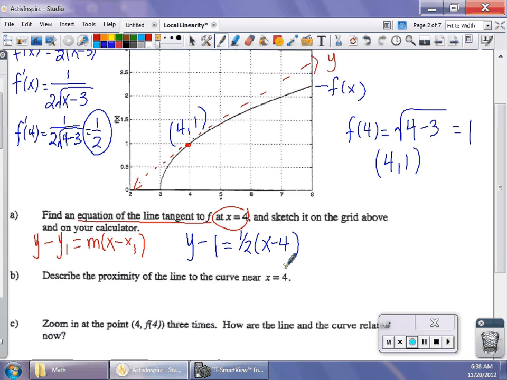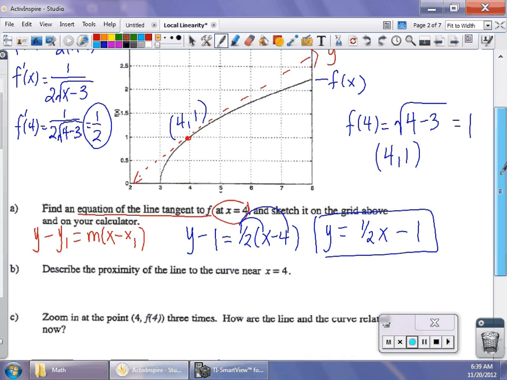If you want to clean that up and get y by itself, you would have y equal to 1/2 x. Half of negative 4 would be negative 2, plus 1 would be negative 1. Hopefully I did that correctly, so let me check that again. 1/2 x, that would be negative 2, and then we add the 1 to both sides, so y equals 1/2 x minus 1. Alright, so I have y by itself. It really doesn't matter what form we leave the equation in. Alright, next question. So we have the equation of the tangent line.